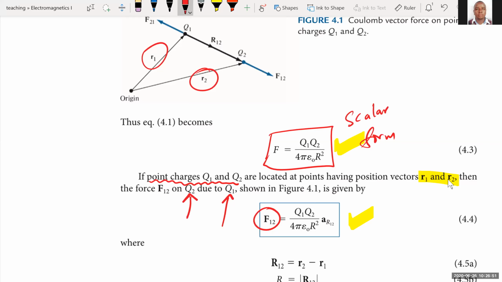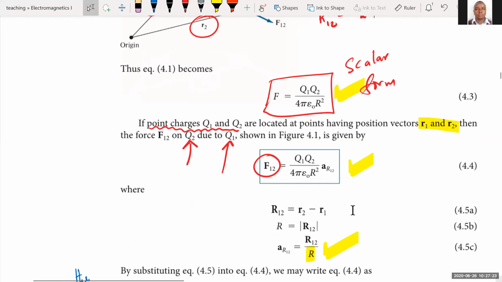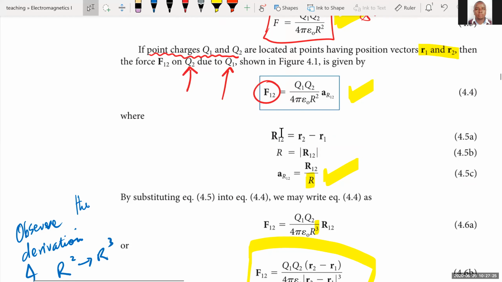In the past, we never cared because all we were concerned about was the distance between them. But now, if you are to describe the distance in terms of a vector, we are saying that vector R12 can be described as the position vector R2 minus the position vector R1. So ideally, that is how we get equation 4.5a.